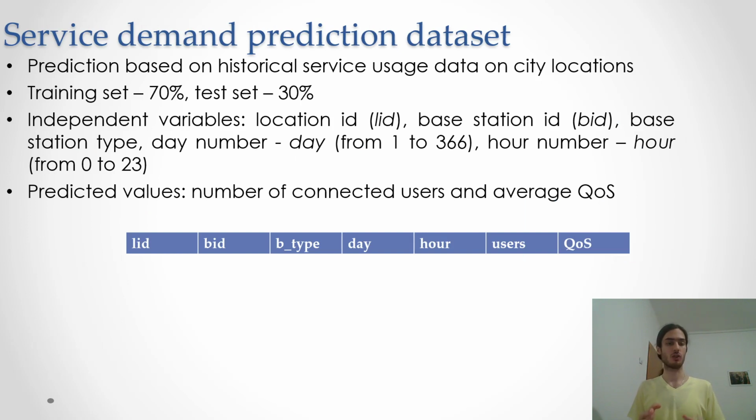The data set is shown on this slide as a header of a table. Independent variables are location ID, base station type, like is it macro or micro, diversity cell, or which kind of technique is leveraged, like decode and forward, selection combining, and so on. The number of days within the year when the consideration was made, the hour within the day when the service demand was observed, and the predicted values on the other side are the number of connected users and average quality of service for a given location at a particular day and hour. The training set was 70% of the available data, and test was 30%.